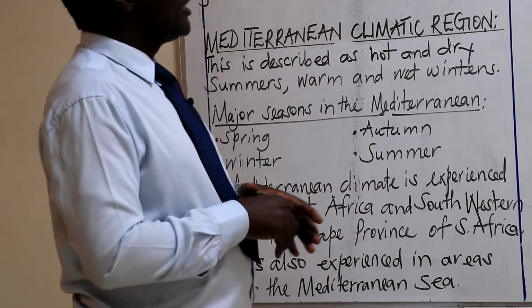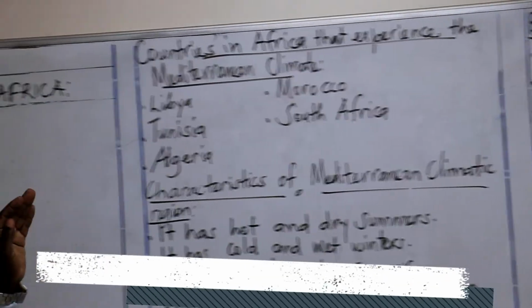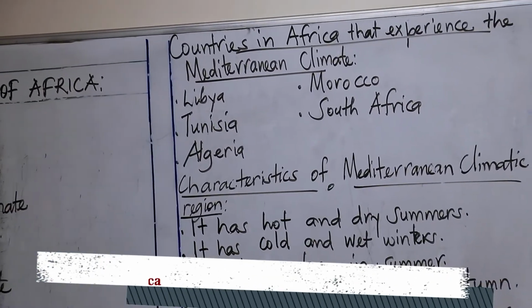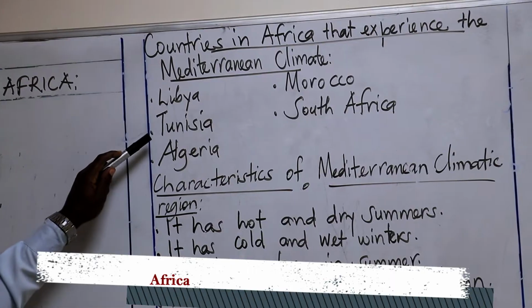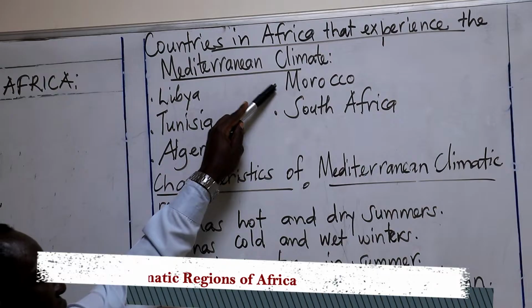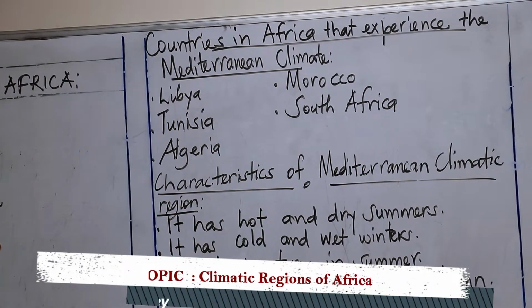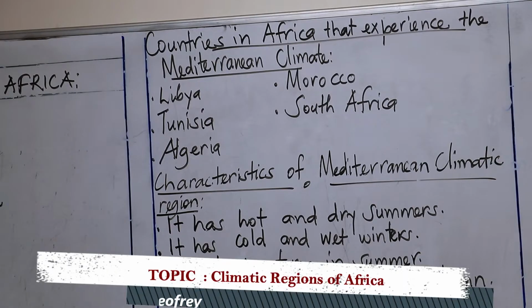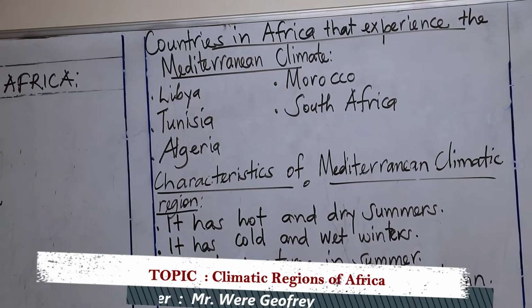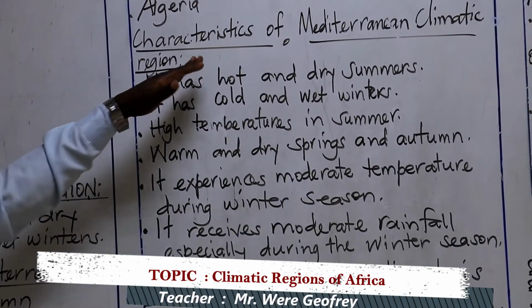We've already seen that. Now, countries in Africa that experience this Mediterranean climate, we have Libya, Tunisia, Algeria, Morocco, and South Africa. Those are the countries that experience the Mediterranean climate. What are the characteristics of Mediterranean climate? How can you tell that this is Mediterranean climate?